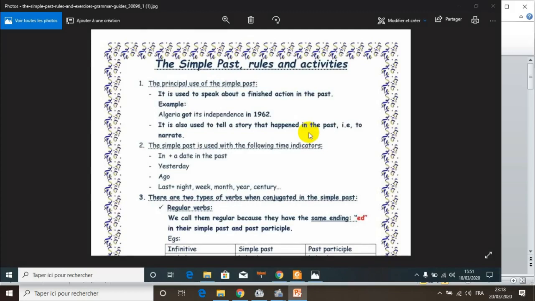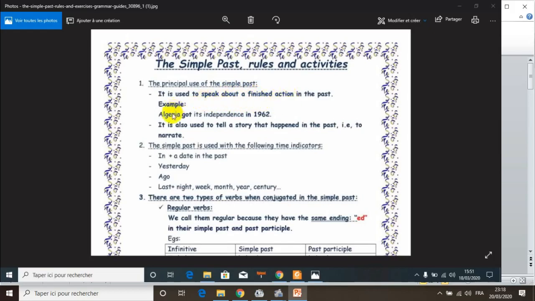So today's lesson is about the simple past rules and activities. First, let's start with the rules. As you see in front of you, the principal use of the simple past. It means, when do we use the simple past? It is used to speak about a finished action in the past.